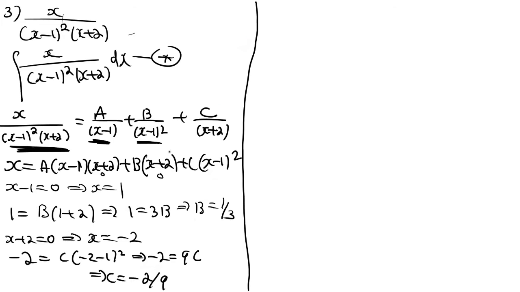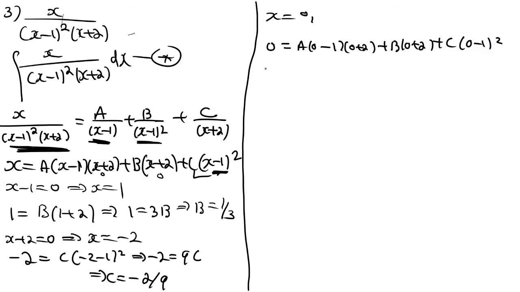Now one more value you need to calculate, that is A, right? For that reason, I am putting x equal to 0 in this equation. So what you will get, 0 is equal to A into (0 minus 1) into (0 plus 2) plus B into (0 plus 2) plus C into (0 minus 1) whole square. So 0 is equal to minus 1 into 2, that is minus 2A, B into 2 is plus 2B, and C into (minus 1) whole square is plus C.